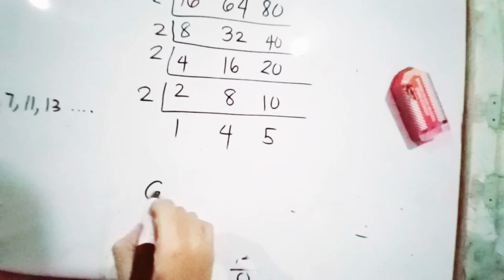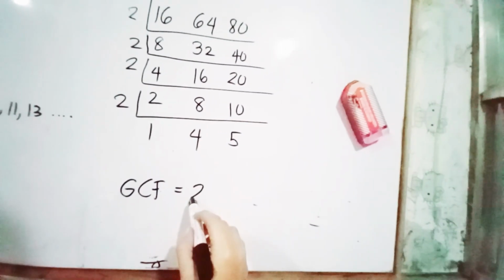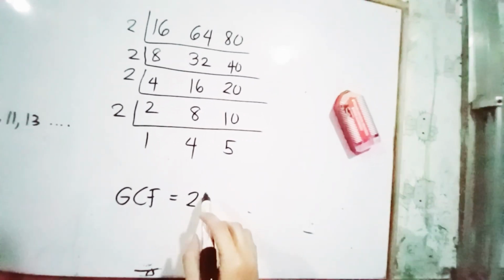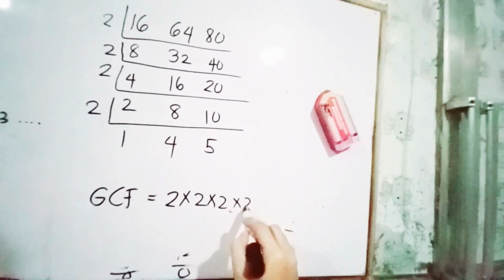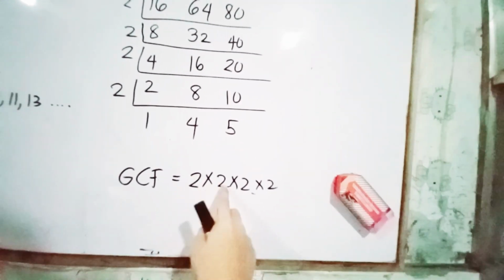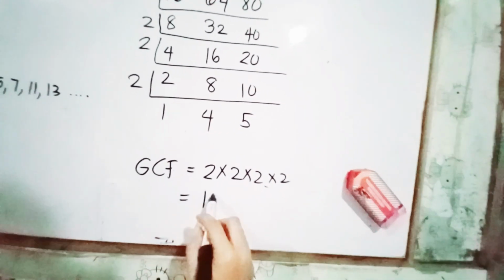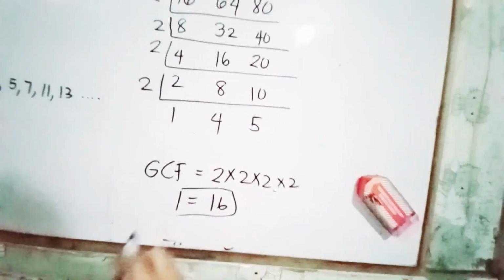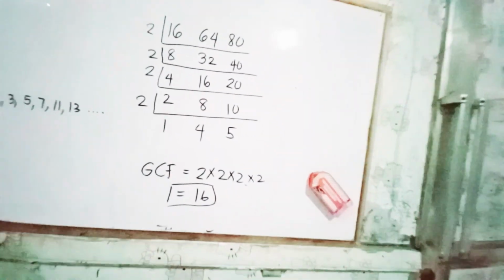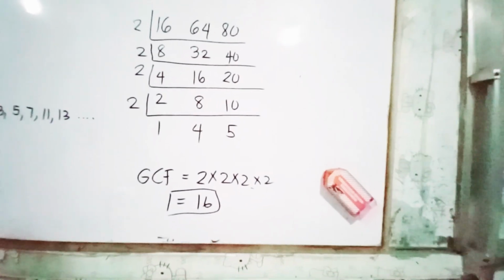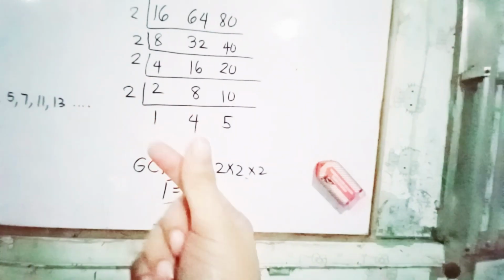So what's the GCF? To find the GCF, multiply all our divisors. We have four 2s. So let's multiply 2 times 2 times 2 times 2. 2 times 2 is 4. 4 times 2 is 8. 8 times 2 is 16. Therefore, our GCF is 16. So the GCF of 16, 64, and 80 is 16. That's how you find the greatest common factor using the continuous division method.